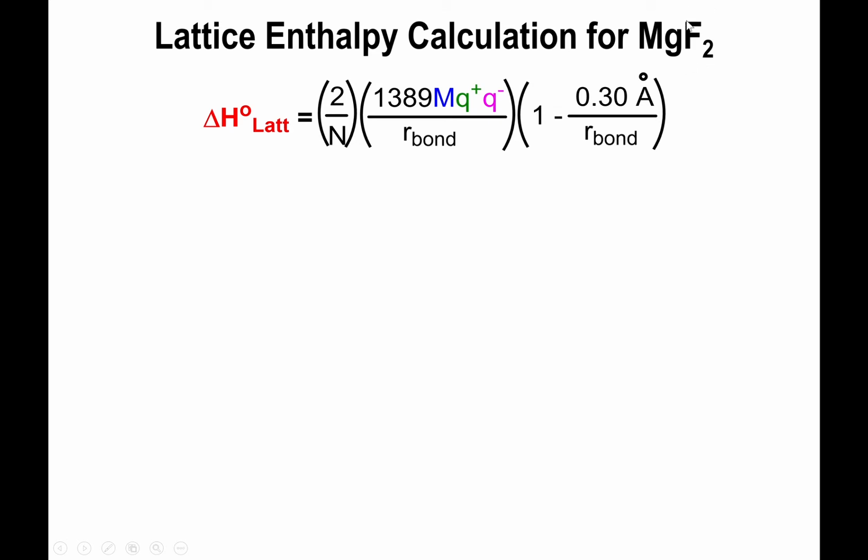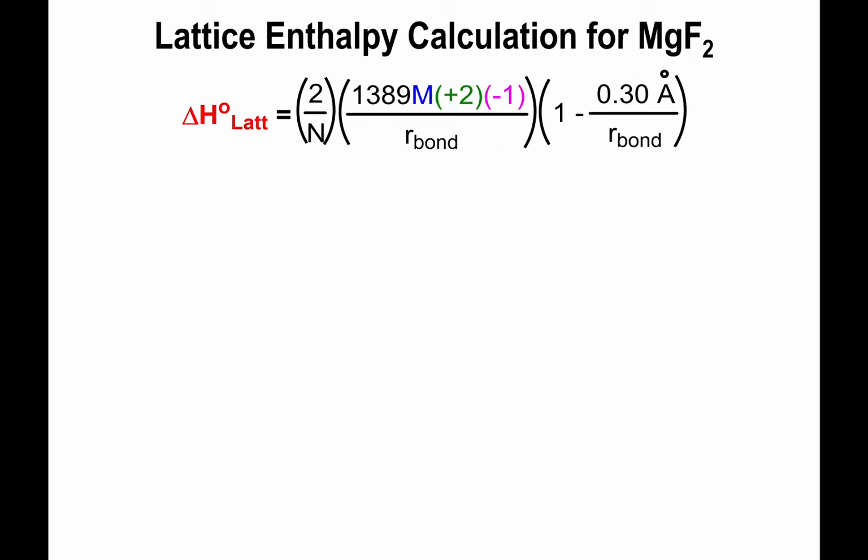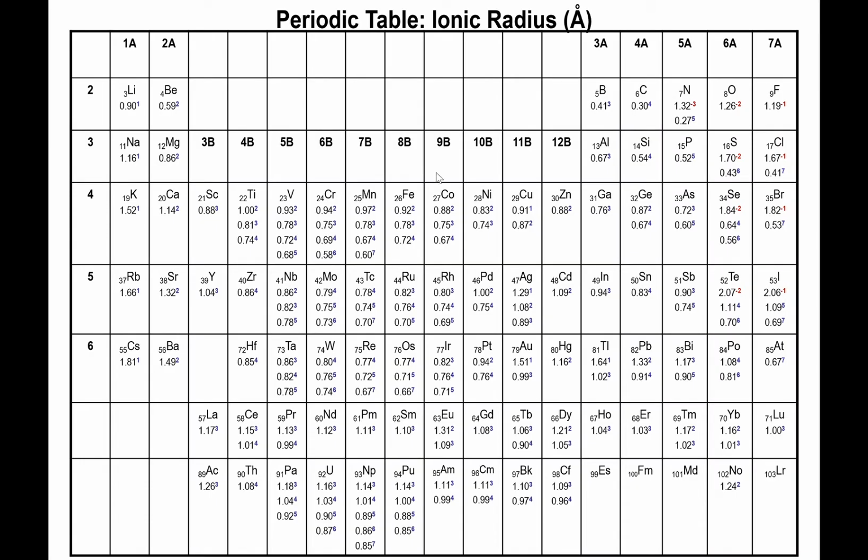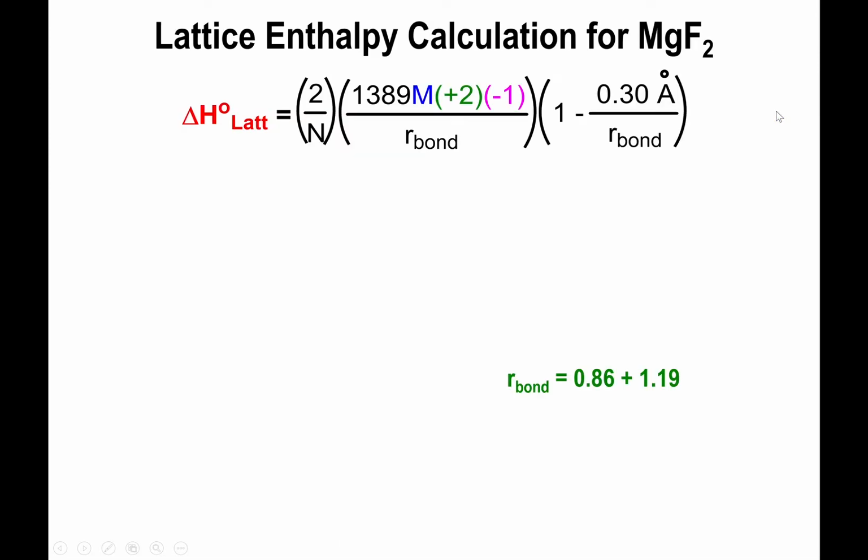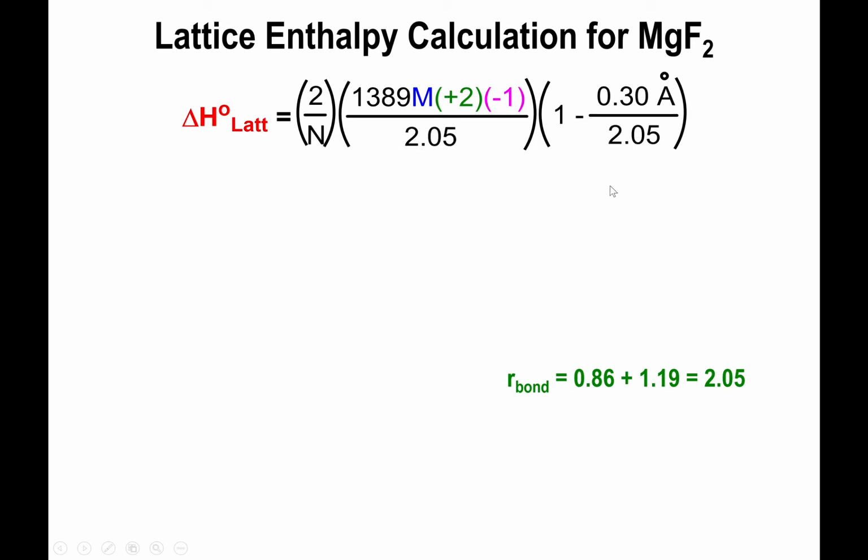Just as a reminder, for the anions, you can find the charges by applying the formula group number -8. Alright, so we have 2+ and 1- for the charges of cation and anion. Let's take a look at the actual ionic radii of both. Okay, so magnesium 2+ is given right here, 0.86, and fluoride minus is 1.19. So we're going to add up both of those values. 0.86 plus 1.19 added together yields 2.05. So we're going to input that for the ionic radius, or the ionic bond length, R bond, into the equations.